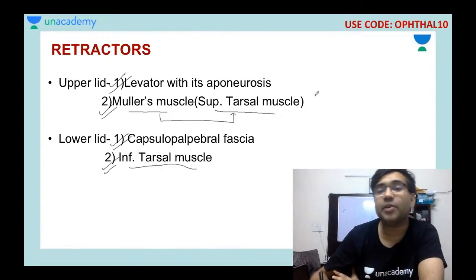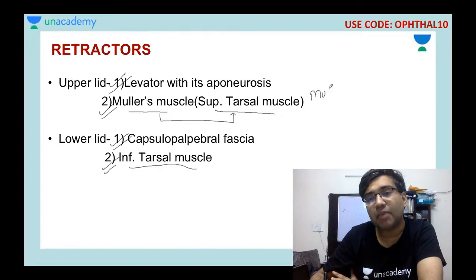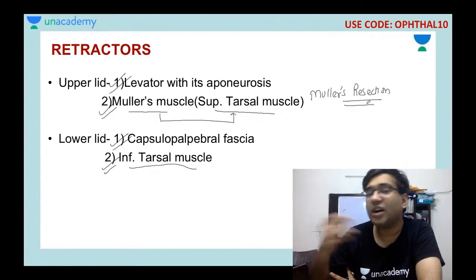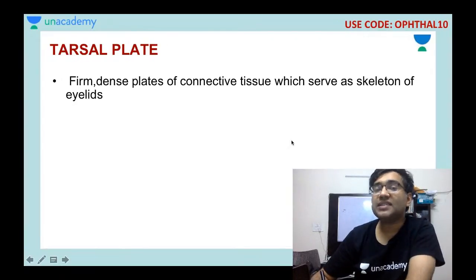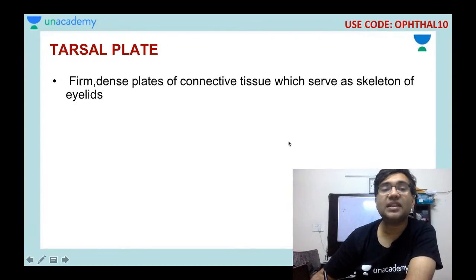Why is it important? Because we would study about a surgery which is called Muller's resection. Muller's resection is basically used when we have a mild ptosis. Okay, then I told you about the septum. Then the next tissue is the tarsal plate.